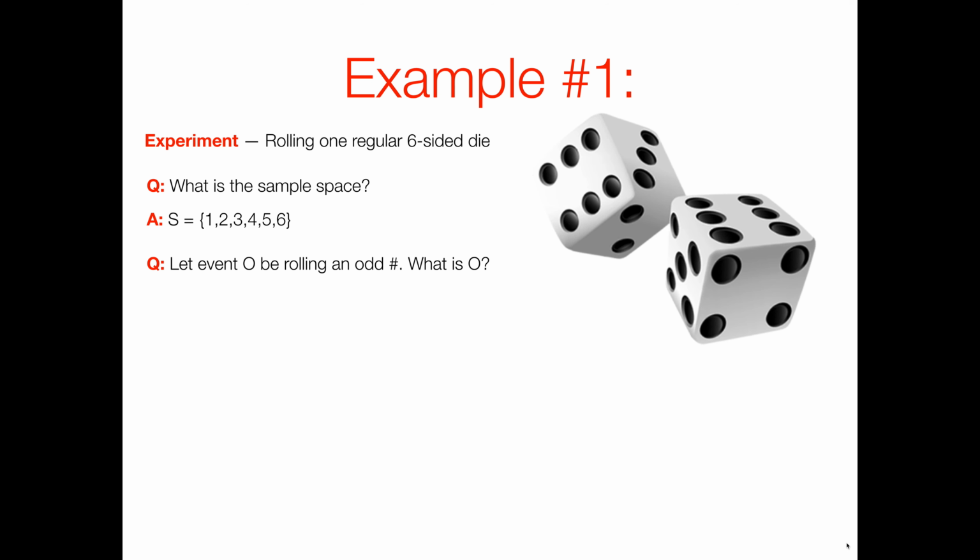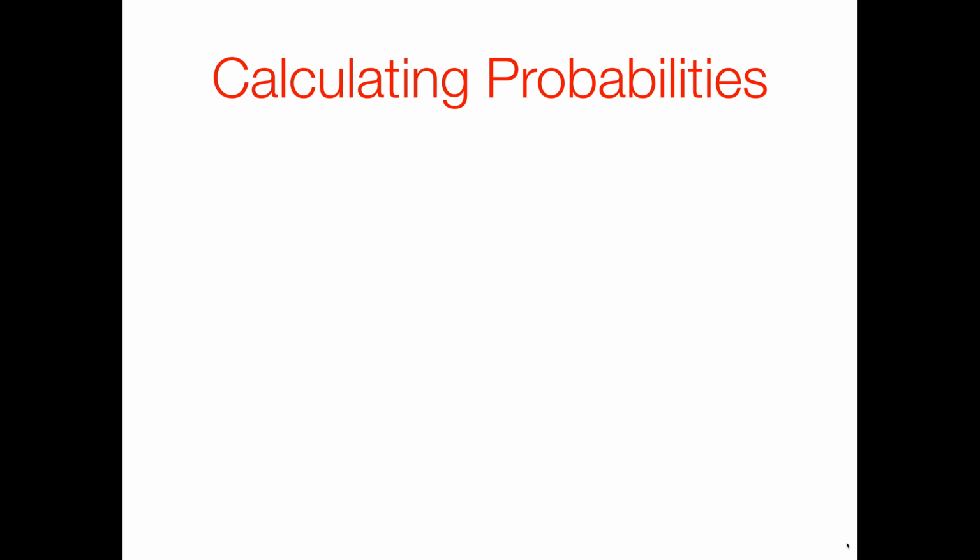And also, we're going to define an event. I'm going to call the event capital O, and I'm going to say it's rolling an odd number. So what is O in set notation? Well, look at your sample space. Which ones of those outcomes are rolling an odd number? 1, 3, and 5. So there's O in set notation. And calculating probabilities is going to be mainly a counting problem, at least at the beginning. So being able to list out your event and your sample space is helpful.